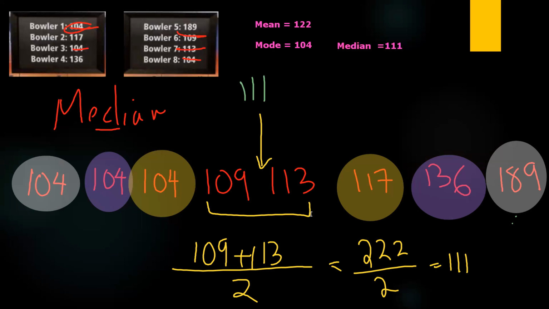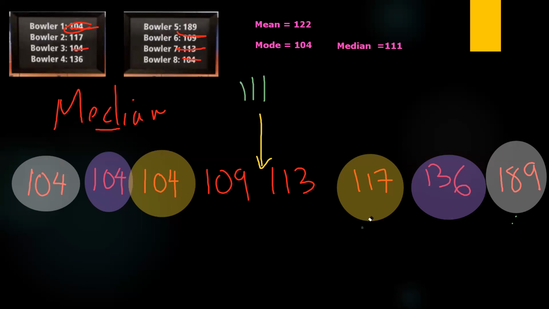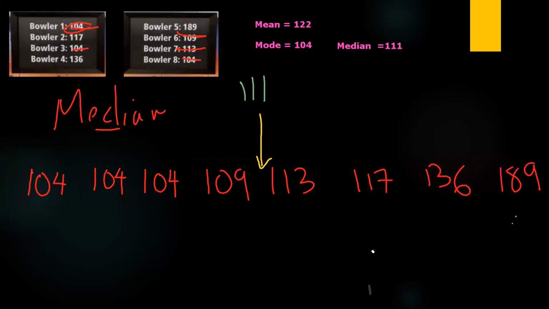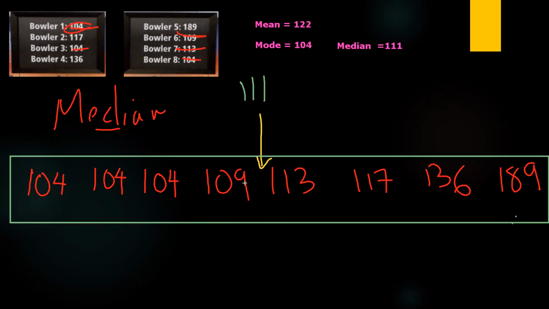Is it clear? Yes, teacher, I have a question. Teacher, why do you make the mode 104? Look at the data here. What's the meaning of mode? The mode is the number that happens more than one time, the number that is repeated. Now look at the data here, 104 up to 189. Which number happened or repeated? 104. That's it. So the mode will be 104.